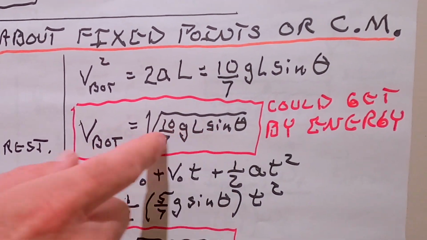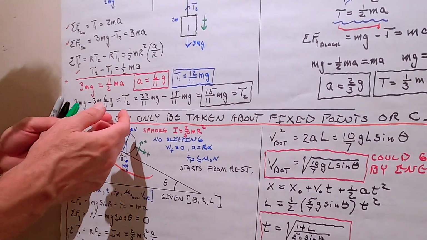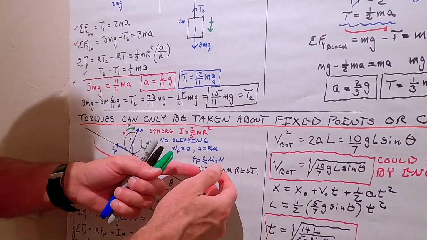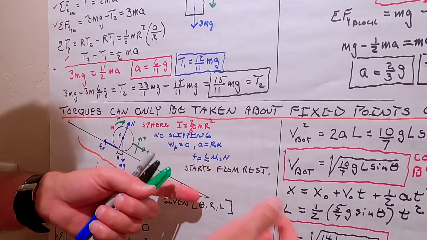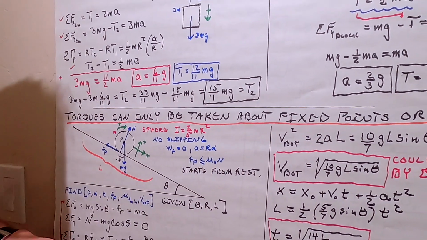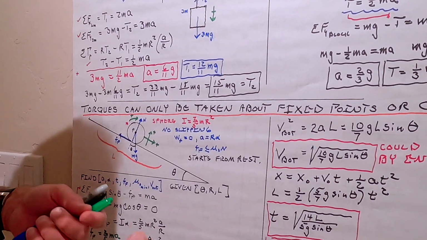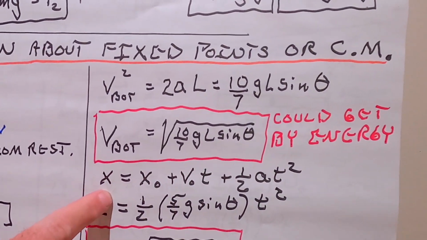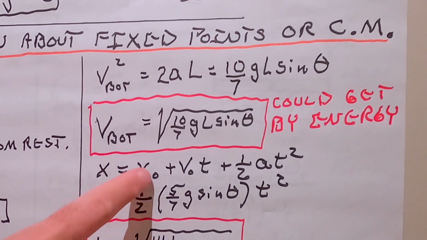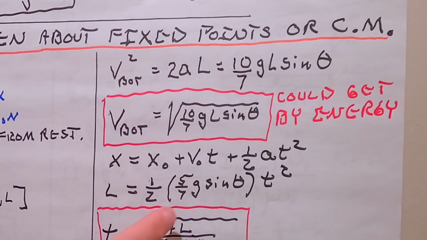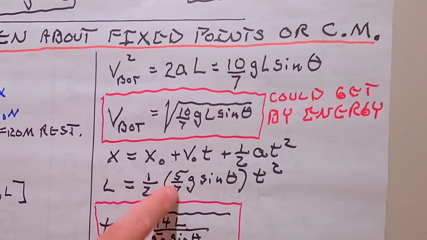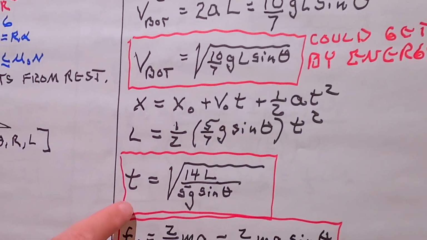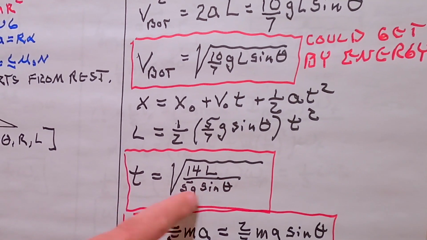We could have gotten this by energy. We could have said the potential energy at the top went into kinetic energy down there and got it that way too. It's good to know how to do it two ways. If we wanted to get the time down, we'll use this constant acceleration equation. We know that x is L, and x naught and v naught were both 0. We plug in our a, t squared, and solve for t. Now we've got the time.